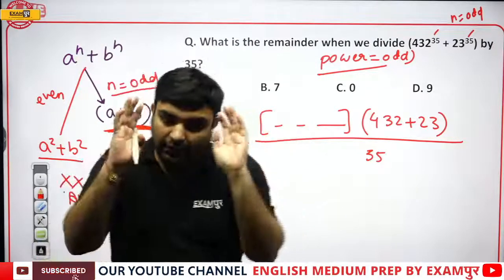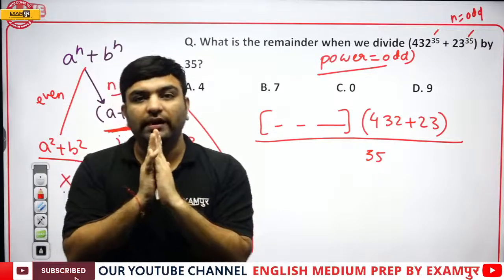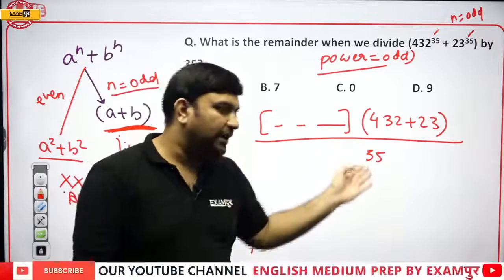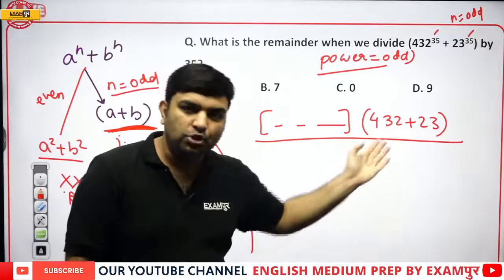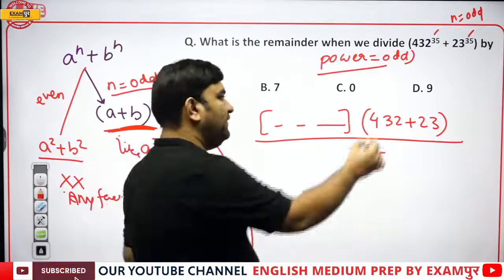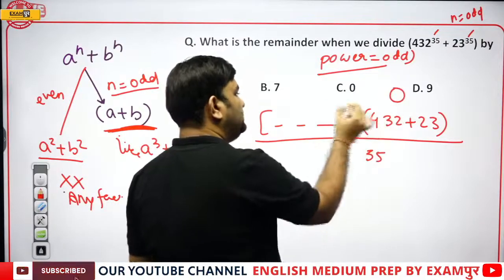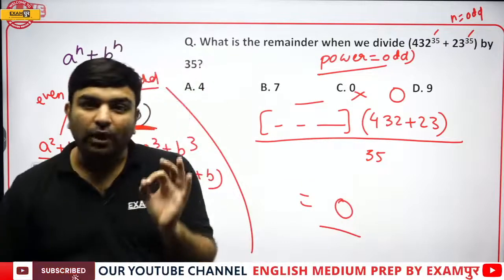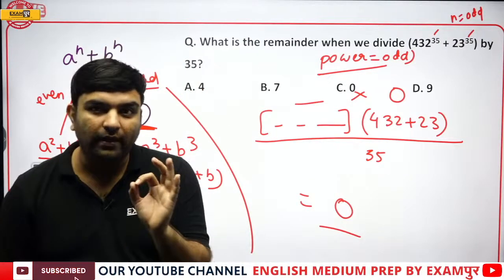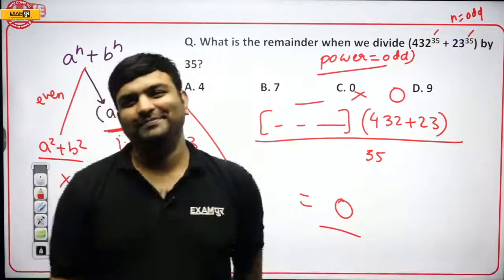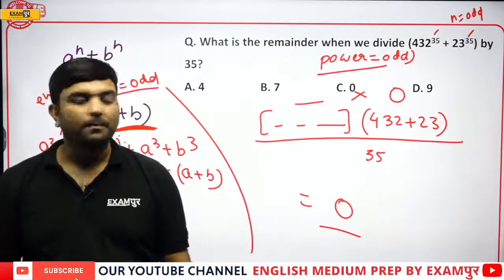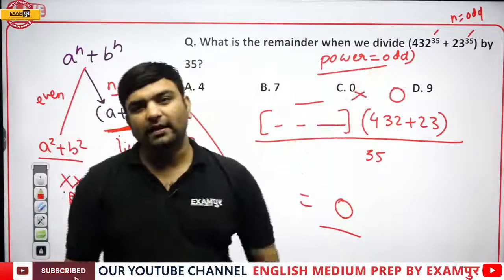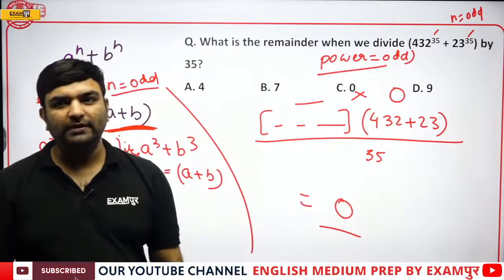So only one condition is there, that it should become divisible, so that I will get a remainder of 0 from here, and 0 multiplied by anything is 0. The point which I said, have you got it? It cannot be anything other than 0.